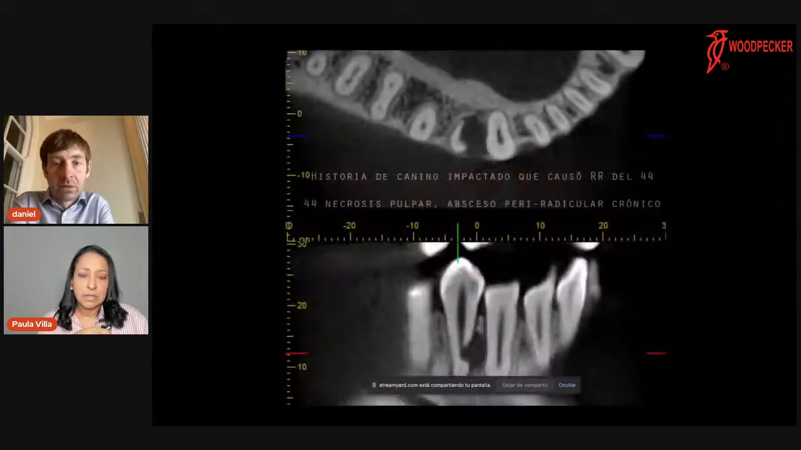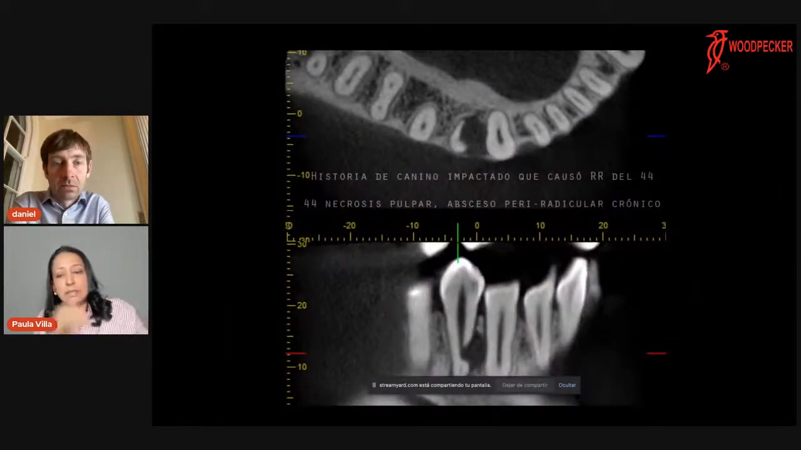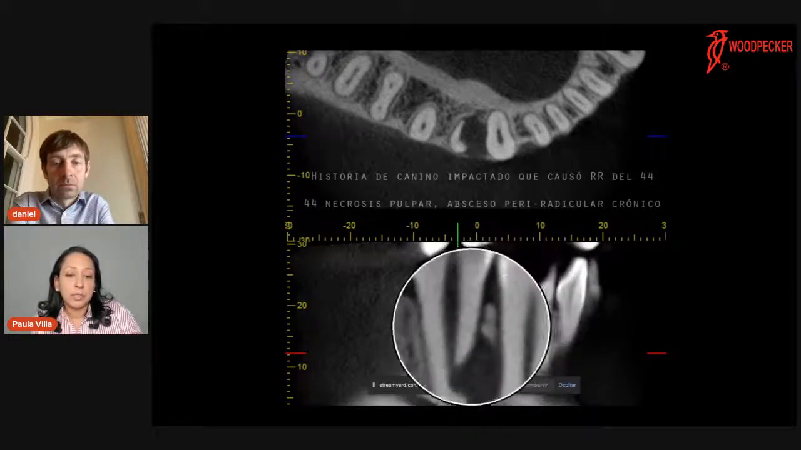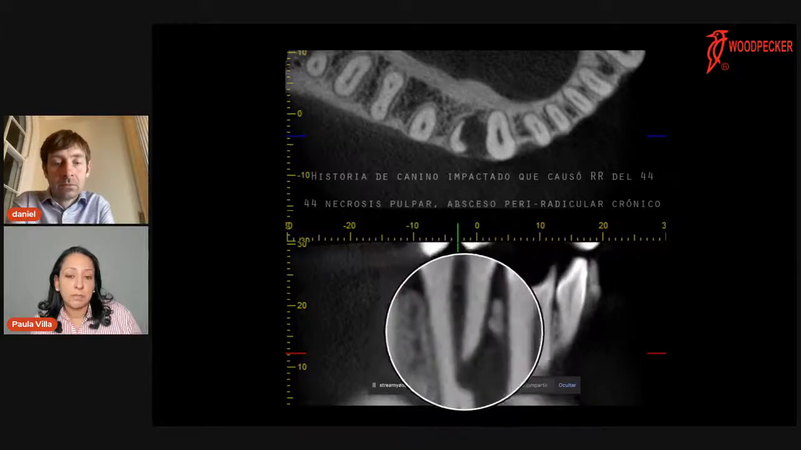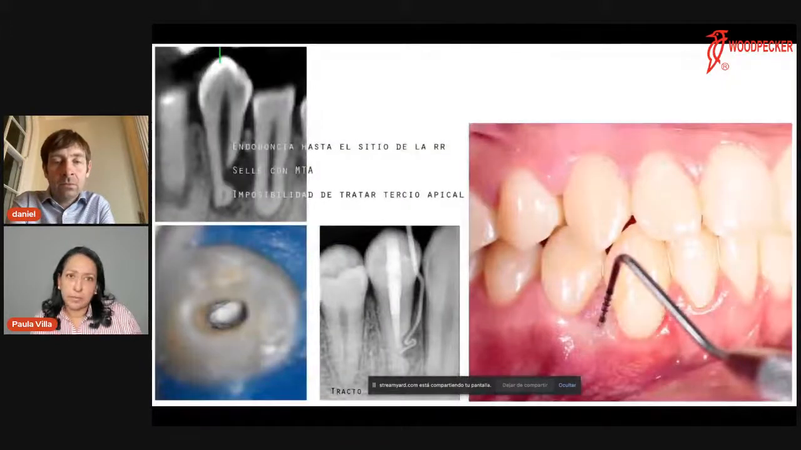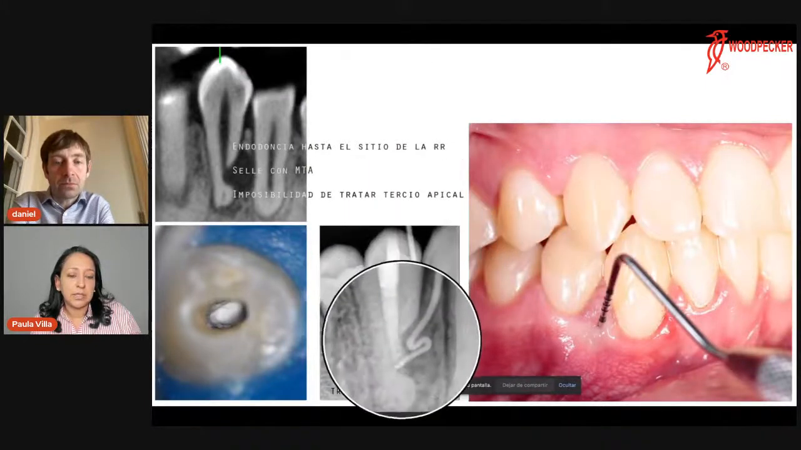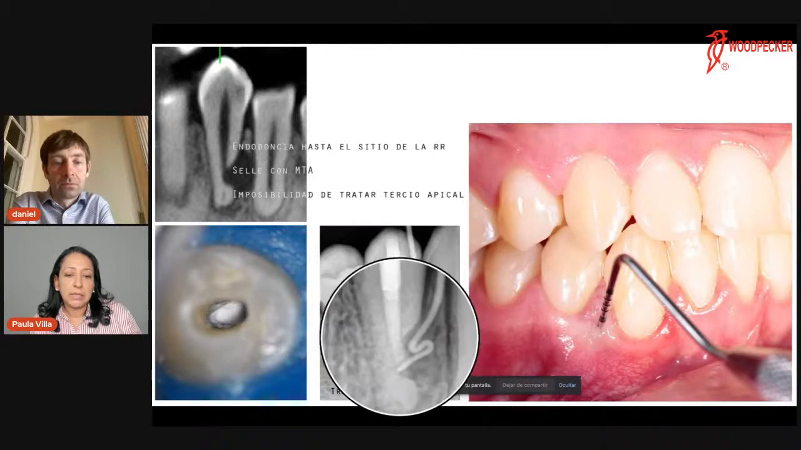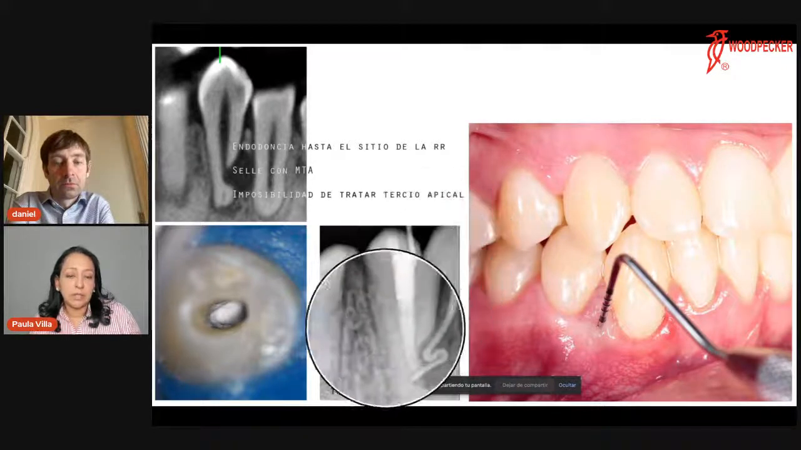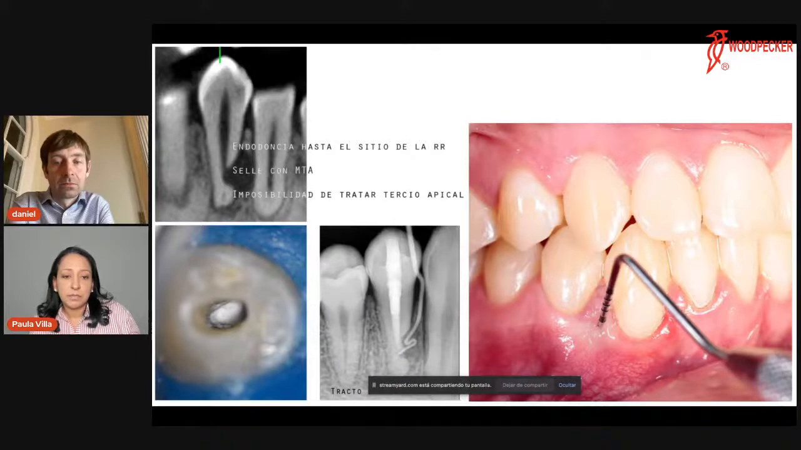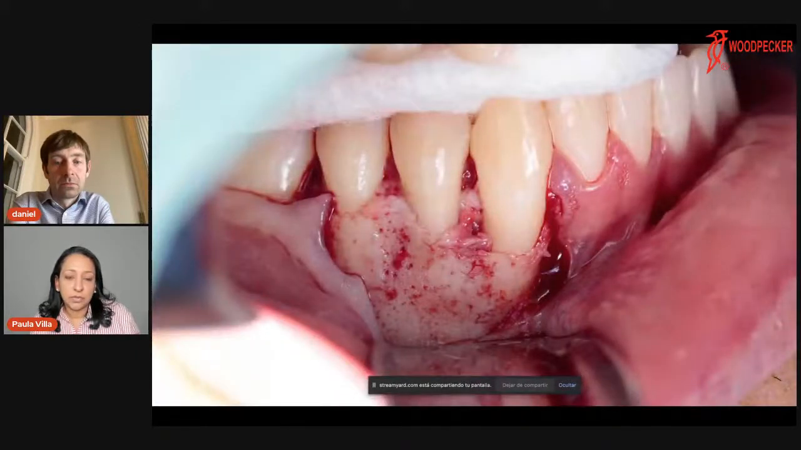Amazing. This is another case, a root resorption caused by an impacted canine. After the orthodontic treatment, we had not only the root resorption, but necrosis of the pulp. So I performed the endodontic treatment, but I could only go until the resorption area, and we didn't obtain healing of the infection. So the next step was the endodontic surgery.